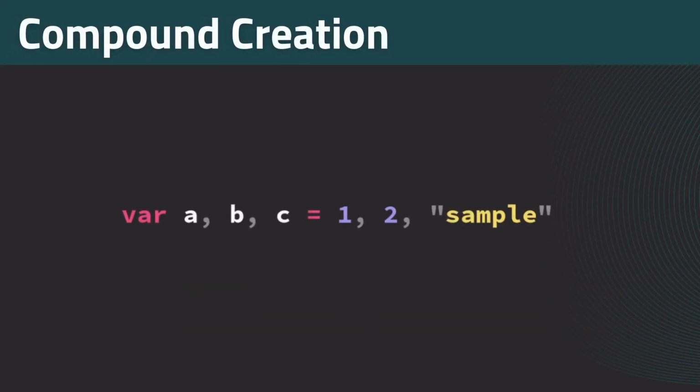We can also create multiple variables at the same time. So here we're creating variables A, B, and C, and they're separated by commas. We have our assignment equal sign, and then we're assigning these to 1, 2, and the string sample. So A will be a 1, B will be a 2, and C will have the string sample. This way of creating variables makes it really simple to assign multiple different data types to multiple variables.